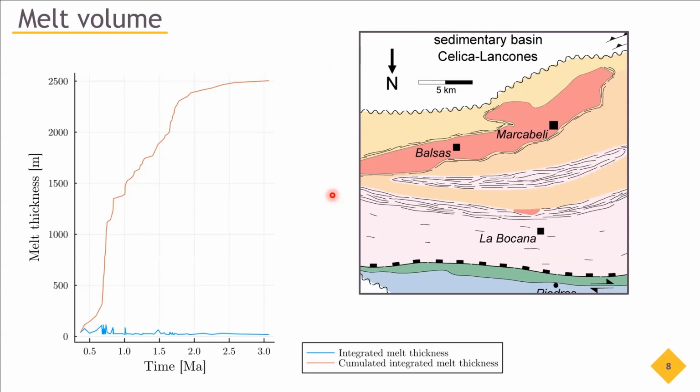And so what I can also observe is the volume produced. So basically here you are looking at the time versus melt thickness. As I'm in 1D, this corresponds to a thickness of melt we are extracting in each time step. And what is interesting here is the orange curve, which is the integrated cumulative melt thickness. So basically it means that at the end of my model, I've produced 2.5 kilometers of pluton, if you want.